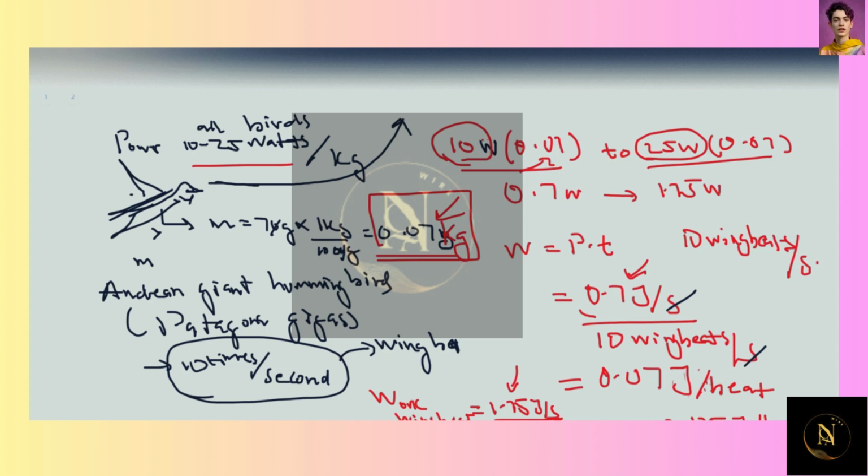And that helps us compute the beats. So if we divide that by 10 wing beats per second, we get the first range, which is 0.07 joules per beat, and the second range is 0.175 joules per beat. So joules per beat, that's the range they get for the wing beat.